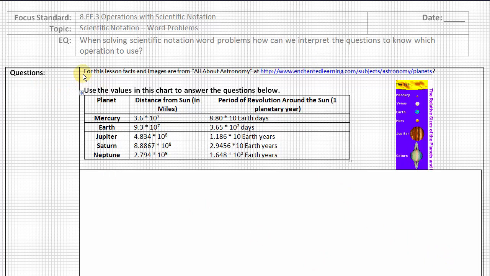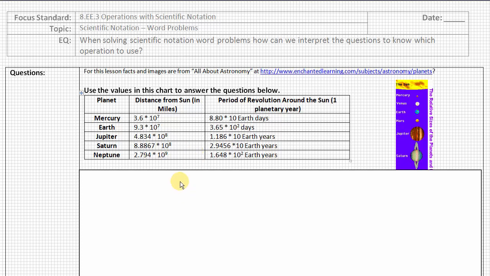And just to cite the sources for this lesson, all the facts and the images that I used is from a site called All About Astronomy, and here's the website if you want to check it out for yourself. I borrowed some information from their website talking about these 5 planets, Mercury, Earth, Jupiter, Saturn, and Neptune, and looking at 2 different things: their distance from the Sun in miles, as well as the period of revolution around the Sun, so 1 planetary year. You'll notice that this information, the period of revolution, is all in comparison to time on Earth. So be paying attention to that as we work through these problems.